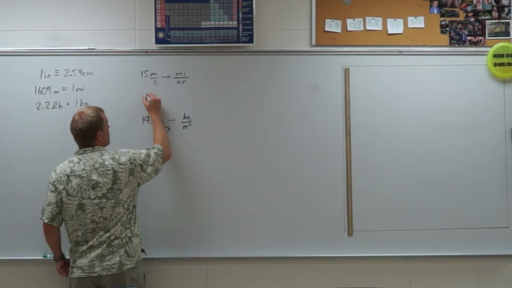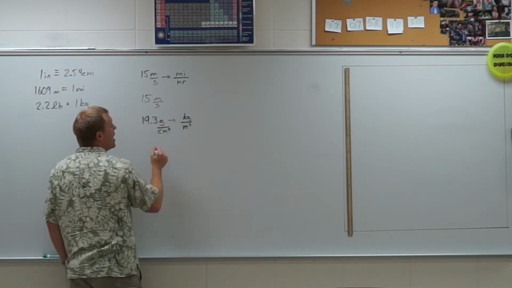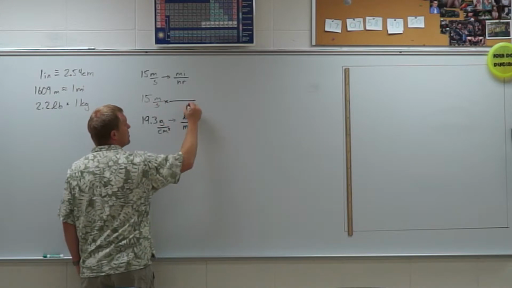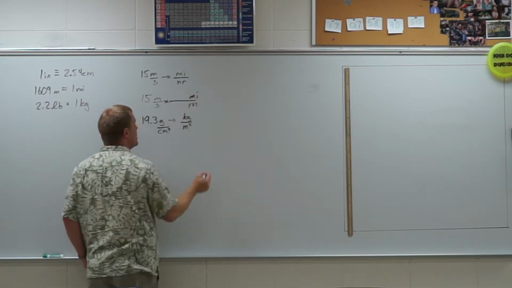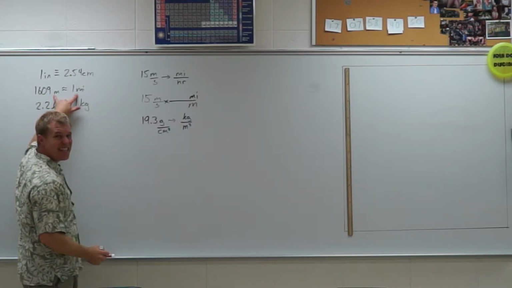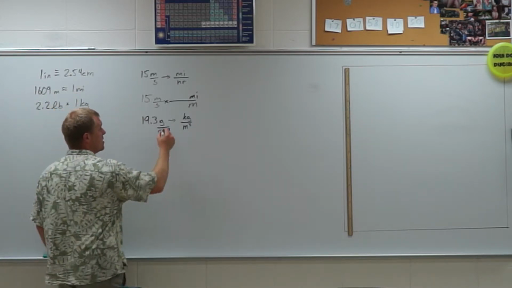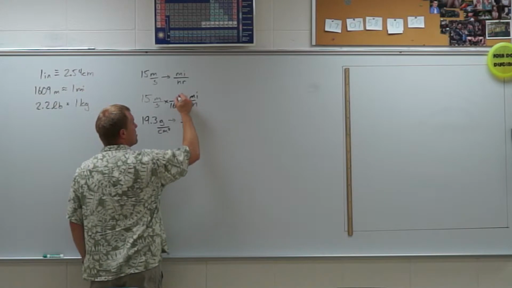So you do them one at a time. How we'll start out is we have 15 meters per second. And I want to get rid of meters and I want to go to miles. Well, in order to do that, I'm going to need to use my conversion factor. That's 1,609 meters. So 1,609 meters is 1 mile.